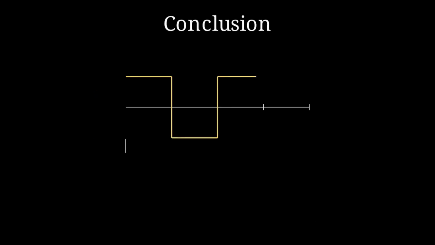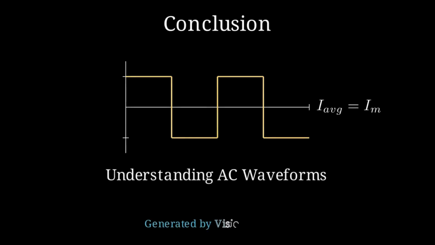Understanding the average values of different waveforms is crucial for electrical engineering and circuit design. You now know why the square wave is the most efficient at maintaining its peak average.